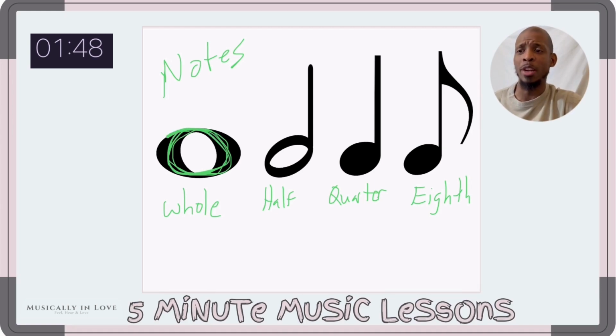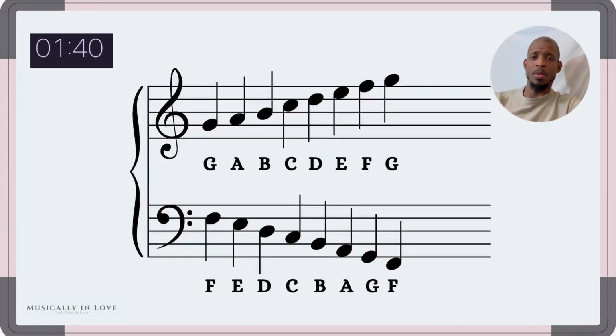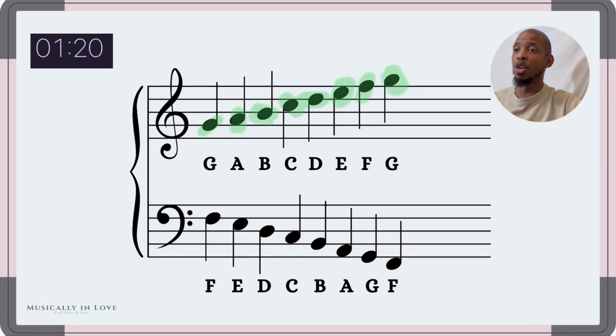The space or the line that the note is on is determined by where the note head is placed. This is the note head for the whole, that's the note head for the half, that's the note head for the quarter, and this is the note head for the 8th note. This is what it'll look like if we used a bunch of quarter notes to do the alphabet on the grand staff. Starting on the G-Clef G and going up, it would be G, then A, B, C, D, E, F, and G. And if you were going down, starting on the F-Clef F, it would be F, E, D, C, B, A, G, and F.